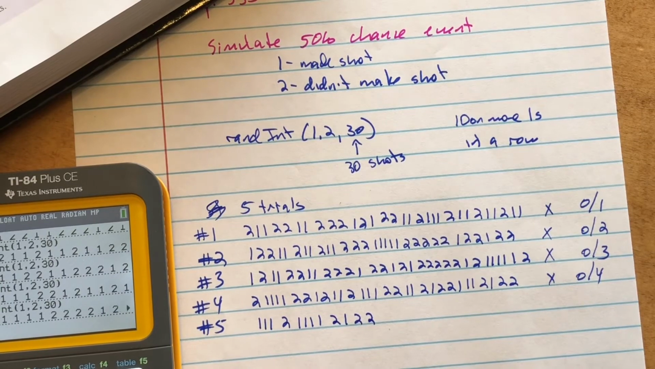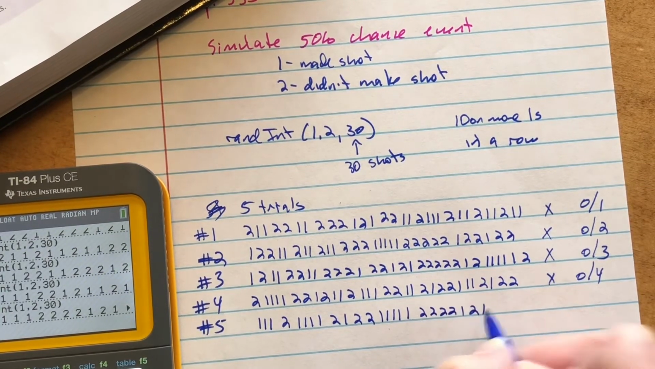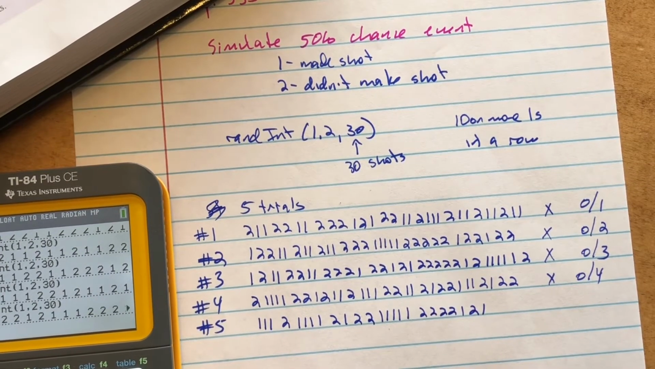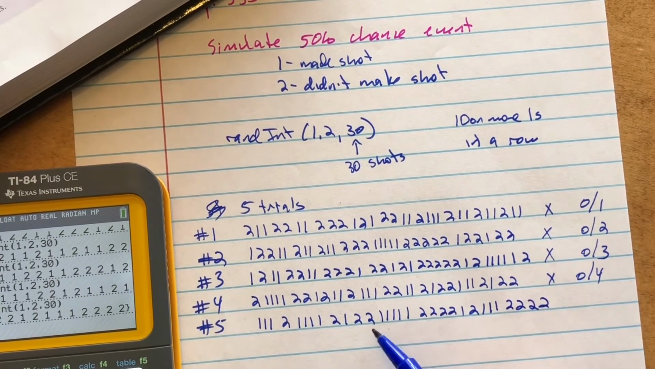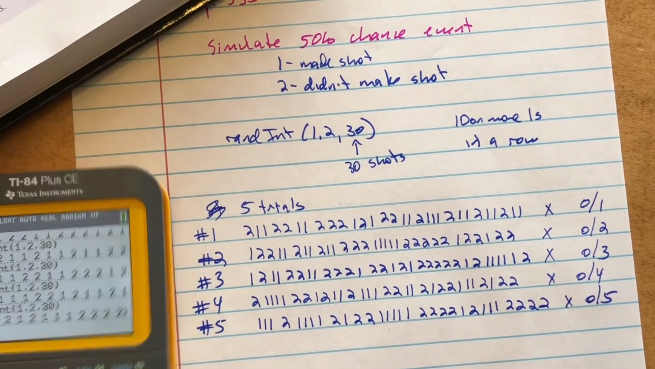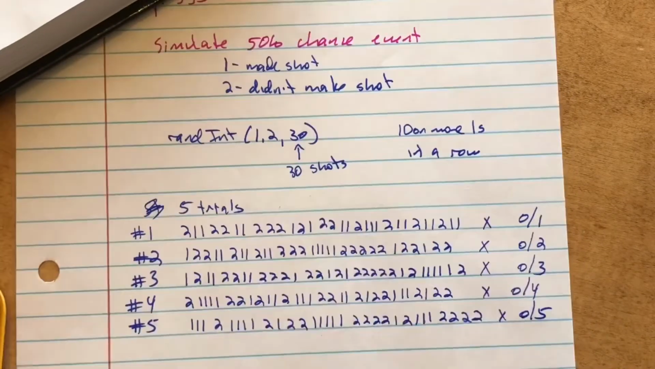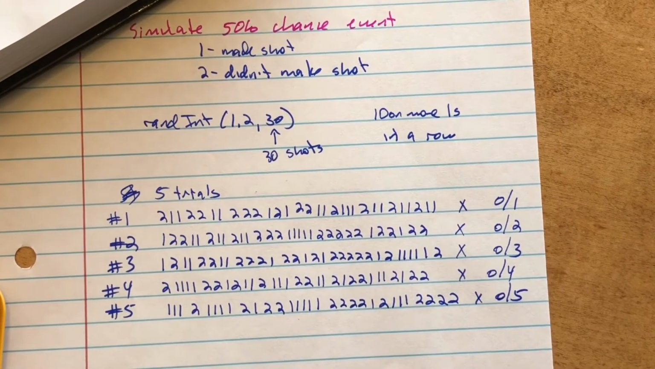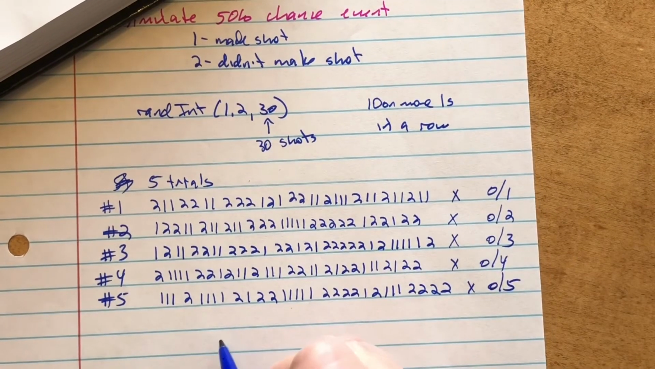One, 2, 3, 4, 5. Okay, I got 5 in a row, but not 10. Okay, so according to my simulation, there's a 0% chance in 30 shots that the person that shoots 50-50, makes them half the time, is gonna get 10 in a row. Okay, so 0 out of 5 is 0% probability.